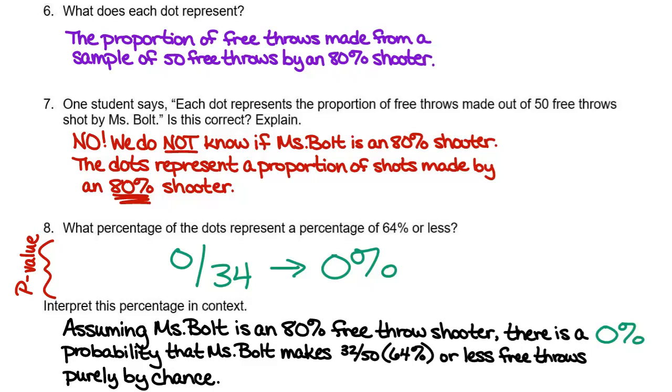What's the more likely explanation for why I only got 32 out of 50 shots? Your percentage is lower than 80%. That I'm not really an 80% free throw shooter. The probability that this just happened randomly when I really am an 80% free throw shooter is not very high.